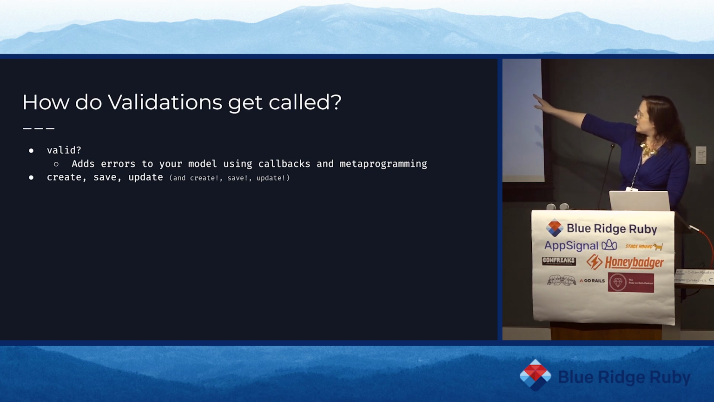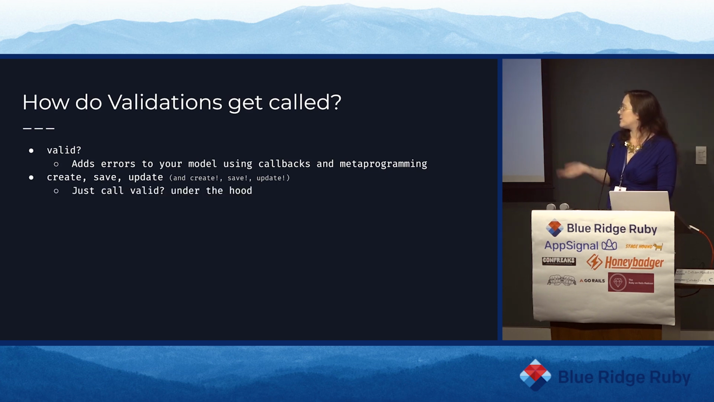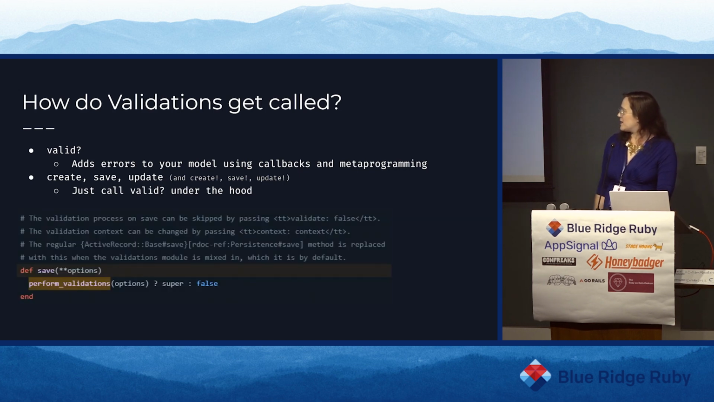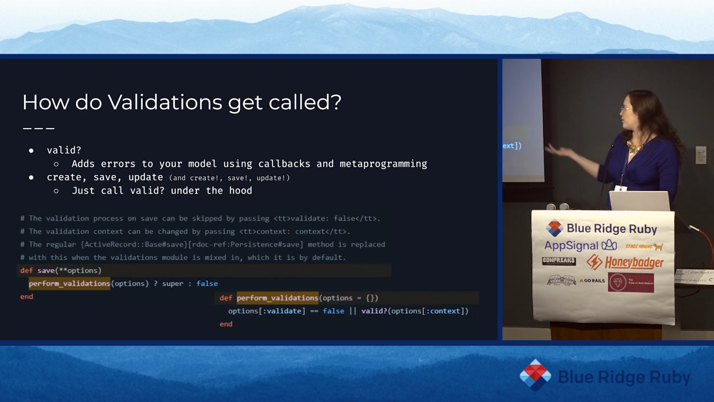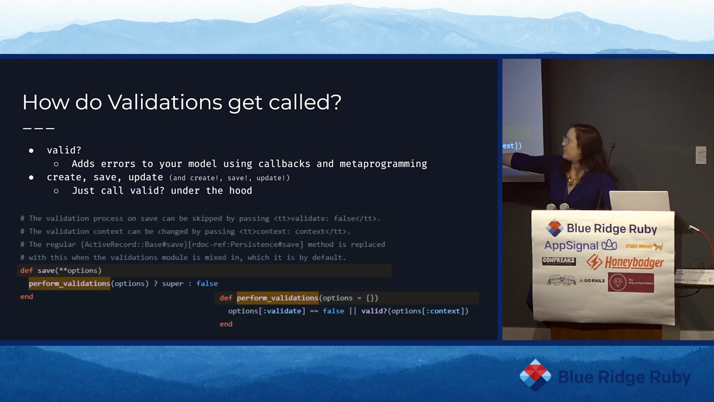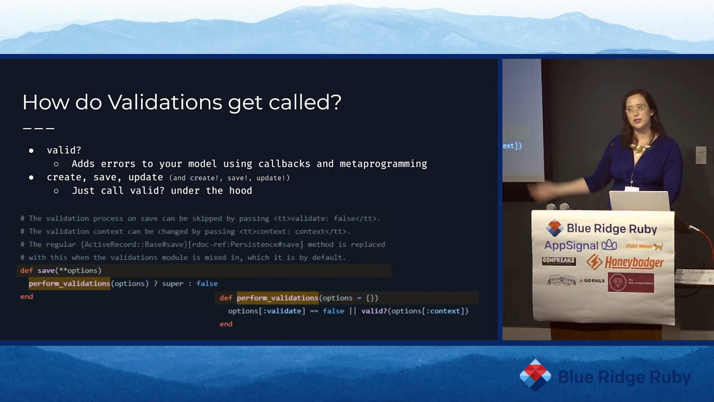Create, save, update, and create, save, update are all going to call your validations. But these actually all just call valid under the hood. They don't call anything else. And we can actually see that. All 6 of these call save at some point, and save calls perform validations. And if we go look at perform validations, that's just got valid right there. So it's really all just calling valid.